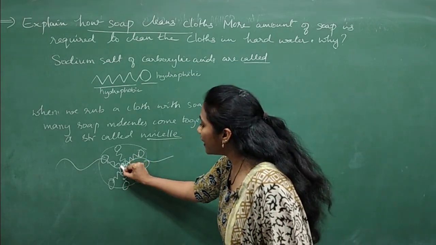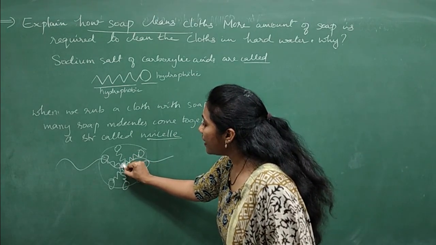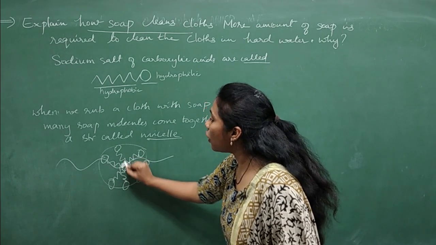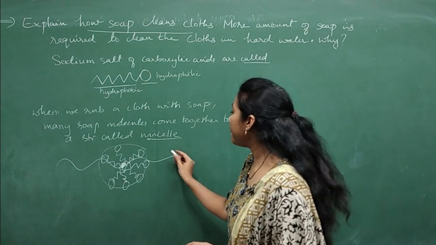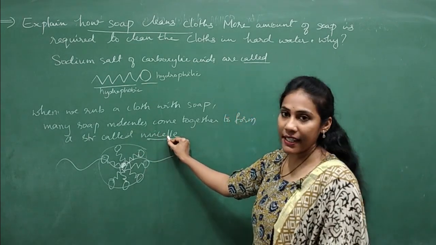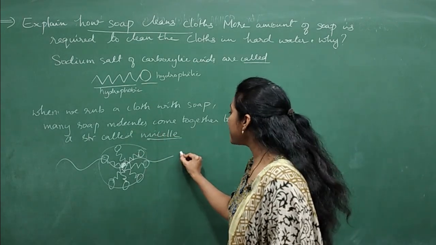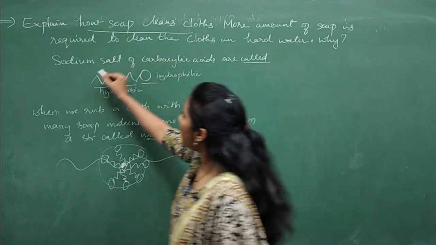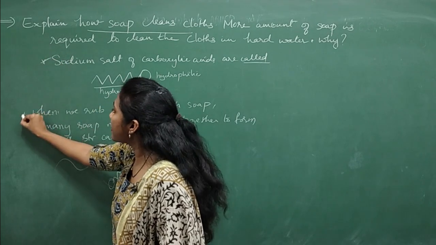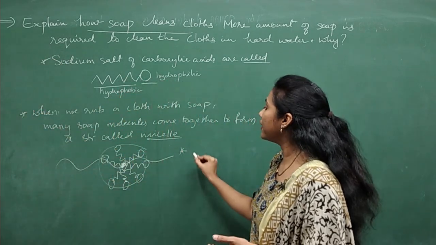See, around the dirt, this is your dirt. See, all tails together, all heads protruding outside. Okay, so what happens? A structure called micelle is formed. Now, what happens here? Third point I'm writing, right? This is the first point you can write, soap definition. This is the second point, and this is your third point.